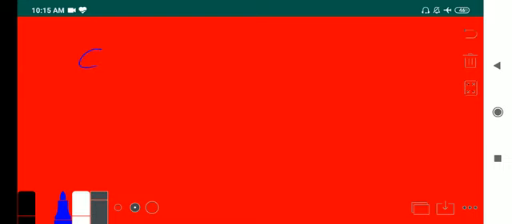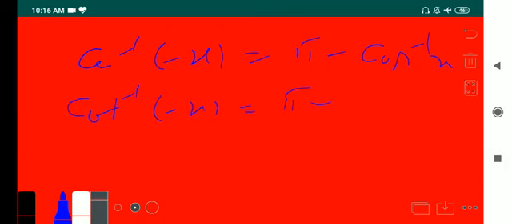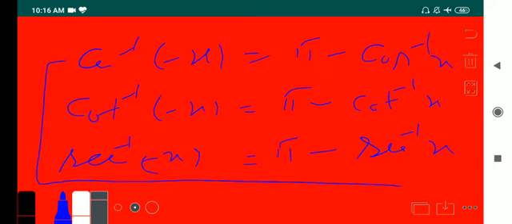And the remaining three: cos inverse minus x, where x lies in second quadrant, so pi minus alpha, there will come pi minus cos inverse x. In case of cot inverse, minus x will be equal to pi minus cot inverse x. In case of sec inverse minus x, we have pi minus sec inverse x. So these properties must be taken care of. In case of sine, tan and cosec, minus x will be minus of that value. In case of cos, cot and sec inverse, minus x gives pi minus this value.